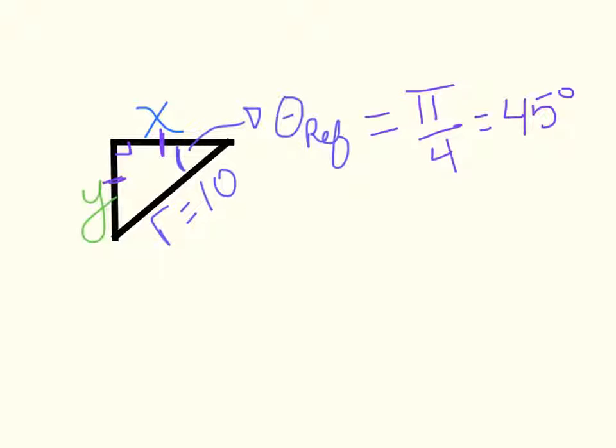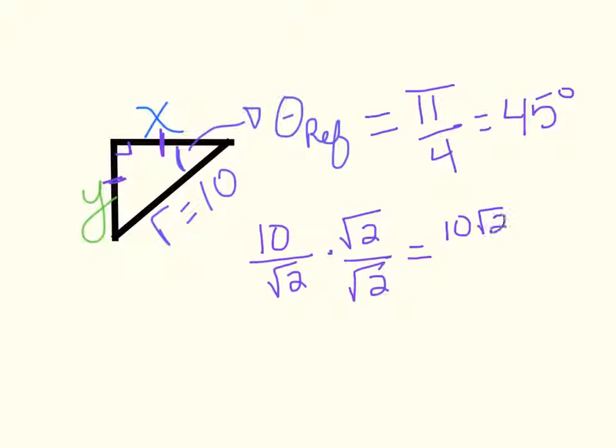Our radius is 10. So to go from the radius, which is the hypotenuse, to the two legs, we're going to take 10 divided by the square root of 2 and rationalize it. So both the x and the y coordinates are both 5 root 2.